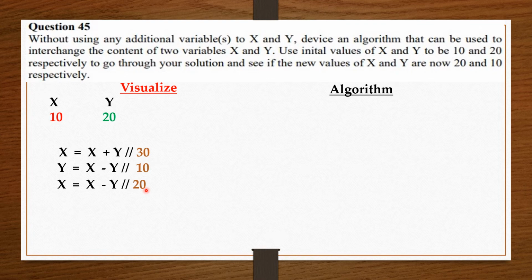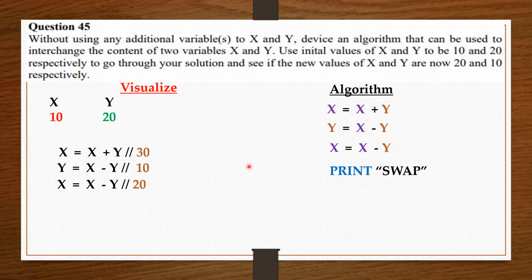And when we look at the values now, you can see y is now 10 and x is 20. And from the question, x was 10 and y was 20. You see, they've been interchanged. Let's go to the algorithm. So I'll set x equal to x plus y, y equals x minus y, x equals x minus y. Then I should print the swap, so after I enter the numbers, I'll print them to see whether they've been swapped or not.